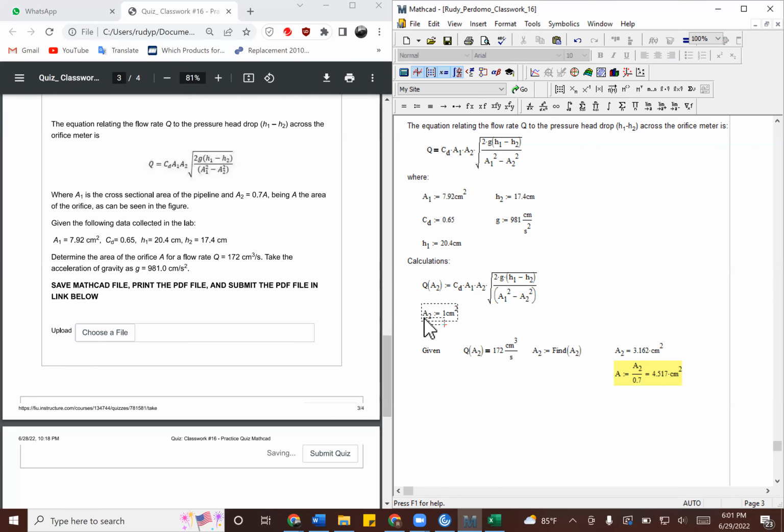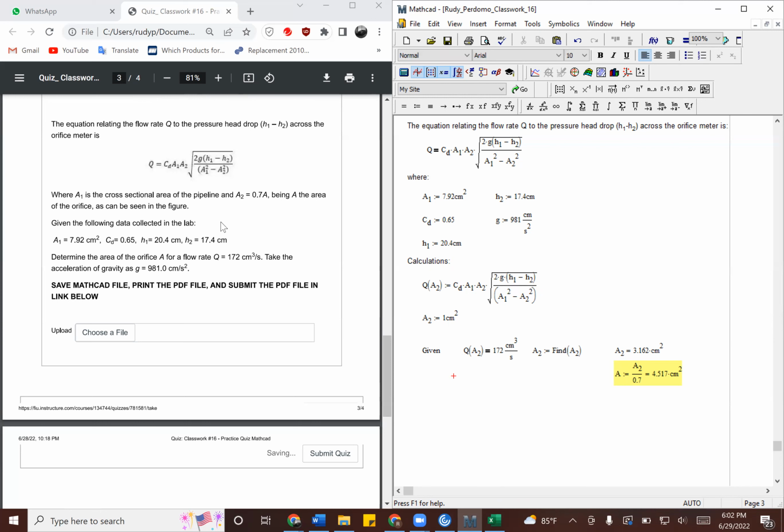You would start with the guess, A.2 is equal to 1 centimeter squared. And then you write a given here, and you have to make sure that you don't press space, because if you press space, this turns to text and then it doesn't work. So where did you get the A.2 from?